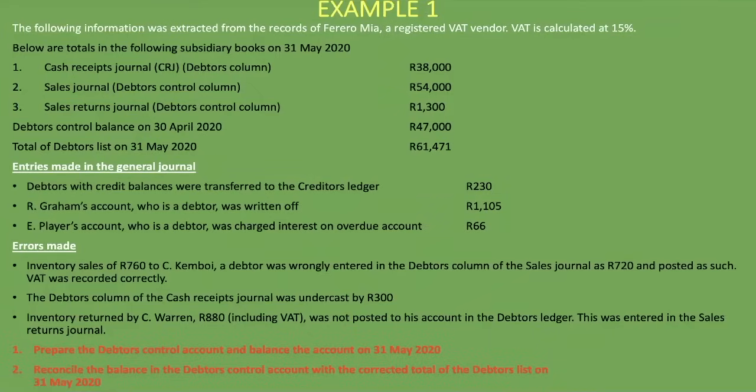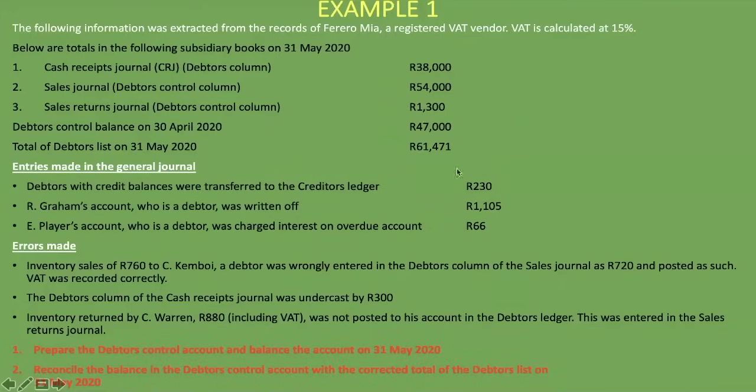But the first thing that we should do is to put the debtors control balance that we are given as at the beginning of this month or as at the end of the previous month, which is the same thing. The end of the previous month is the 30th of April 2020, and that's the date at which we have the amount for the debtors control. So that's the balance brought down.